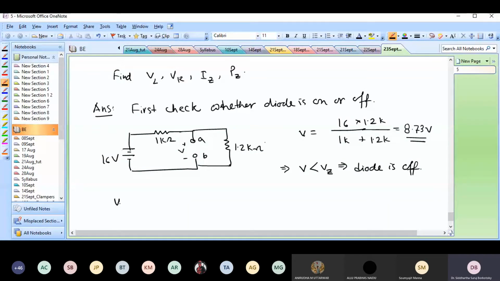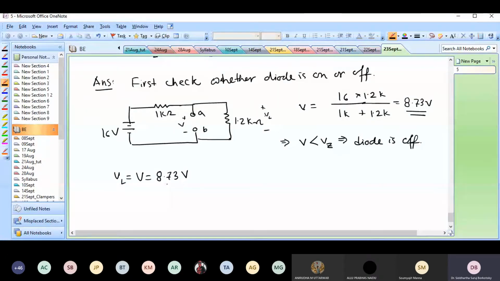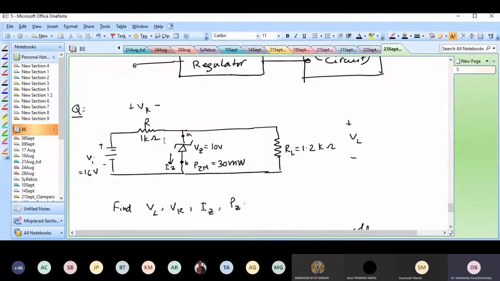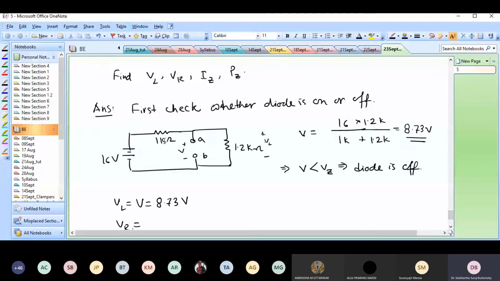So what is VL? VL is just V, whatever we just found. So this thing is VL, right? So VL is nothing but V, which is 8.73 volts. This analysis is extremely easy. What is VR? VR is the voltage across this 1 kilo ohm resistor.